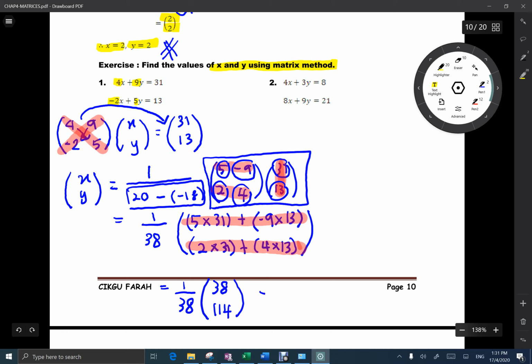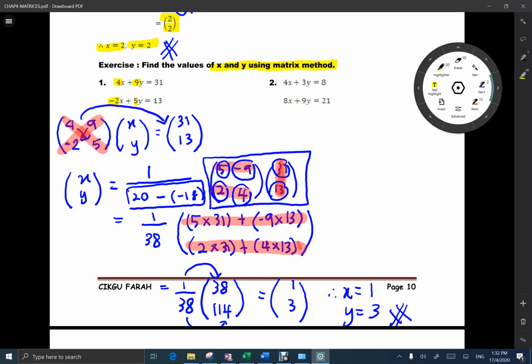Okay, then kita terus solvekan. 1 over 38 times 38 is 1. And 1 over 38 times 114 is 3. Okay, so don't forget to take out your x and y. This is important. You have to make sure you have kena tulis x dengan y ni. So our x is 1 and our y is 3. Done. So this is how you find x and y by using matrix method.